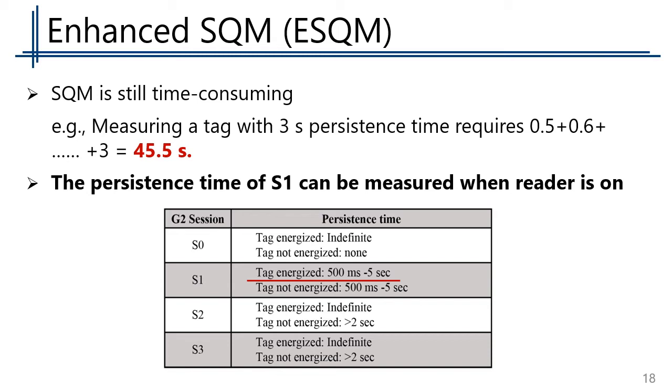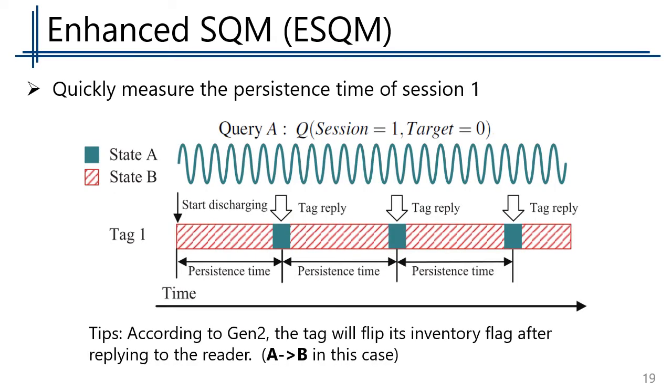According to Gen2, we observe that the persistence time of session 1 remains stable even when the reader is on. In other words, we don't need to turn off the reader and wait for a long time. Following this idea, we first set the flag to B and keep querying the tags with flag A. If a tag replies, it means its energy is exhausted. Note that once the tag replies to the reader, its flag will move to B.